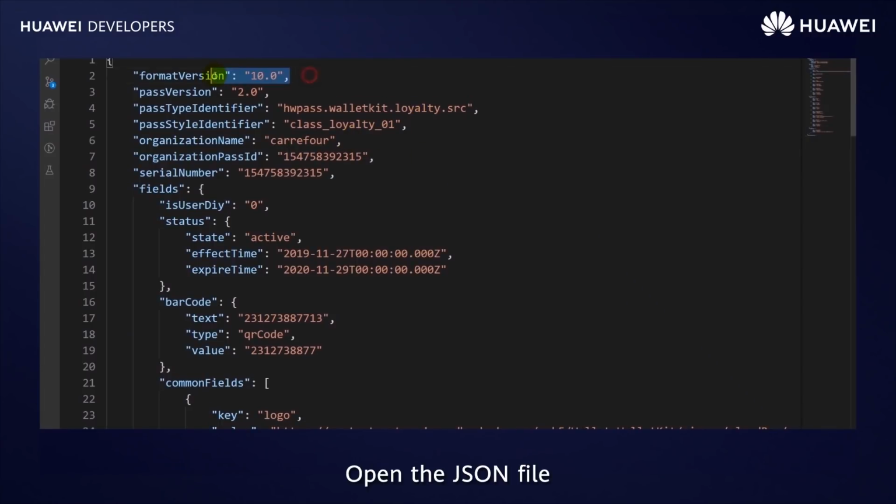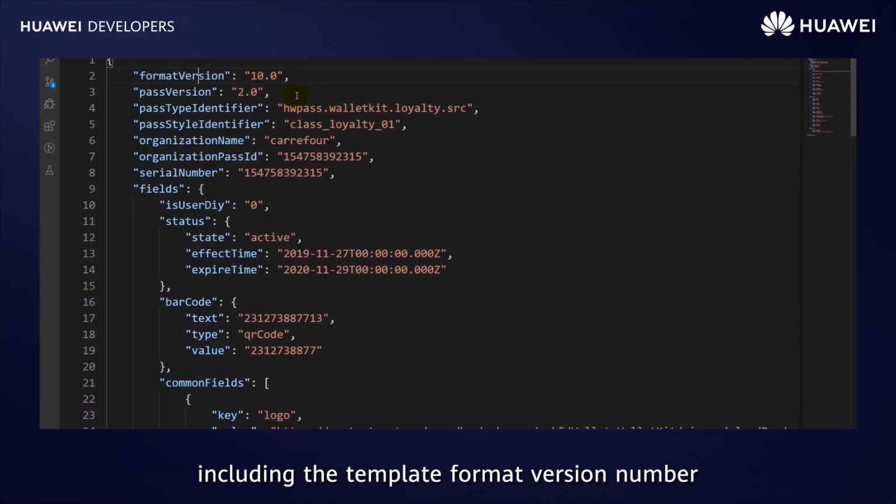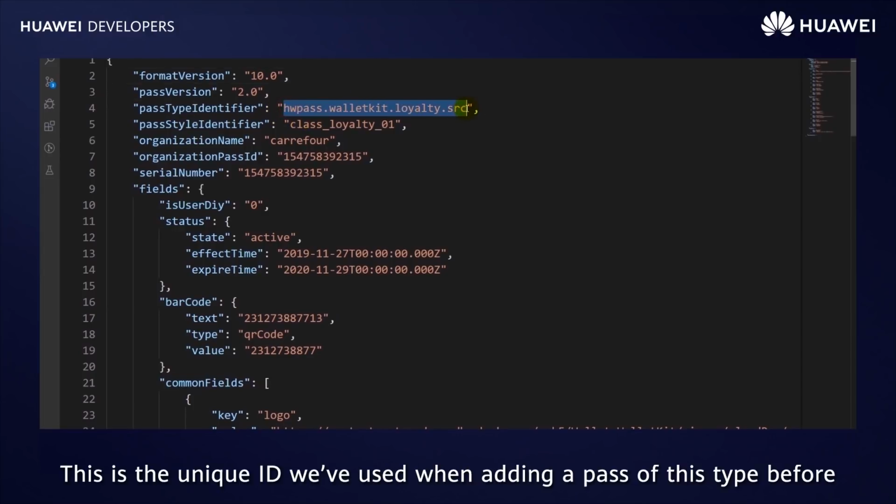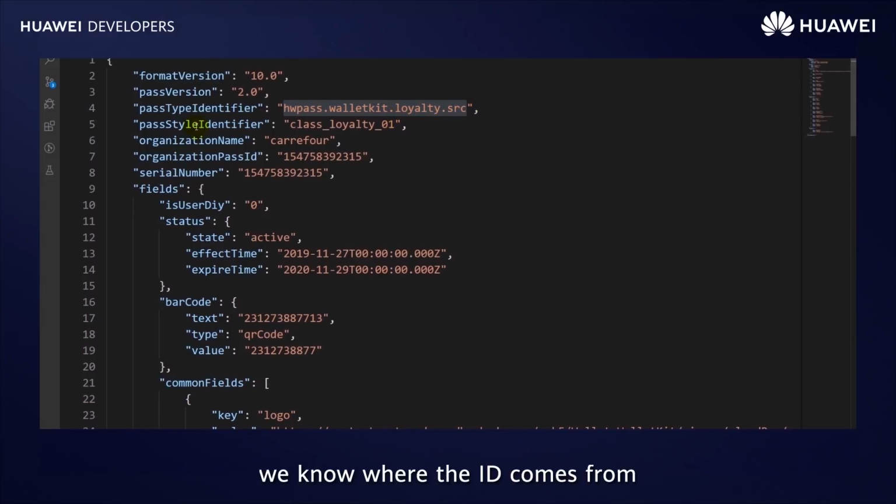Open the JSON file. In this file, we have defined a pass template, including the template format version number, pass version number, and pass type ID. This is a unique ID we've used when adding a pass of this type before. Now, we know where the ID comes from. The following are the template ID, organization name, and organization ID.